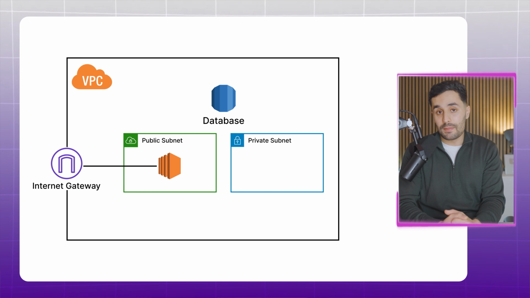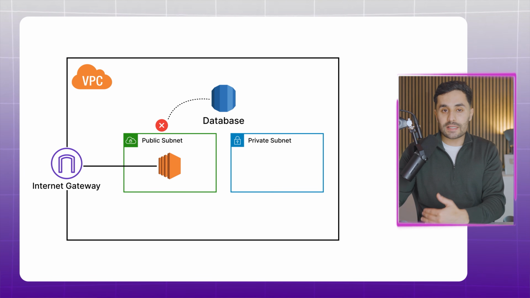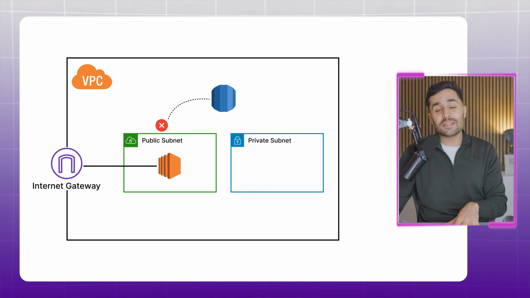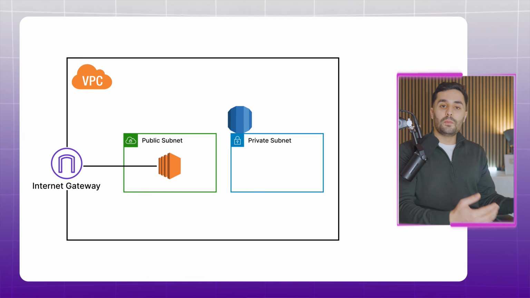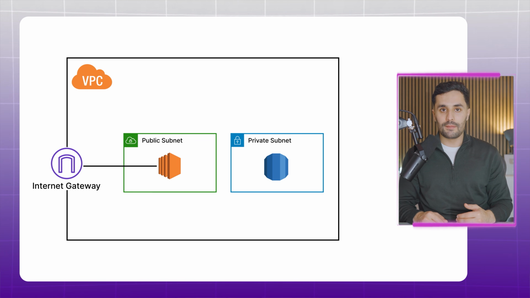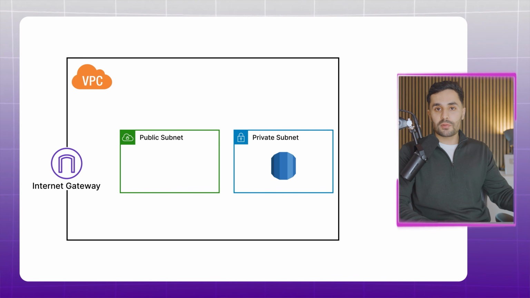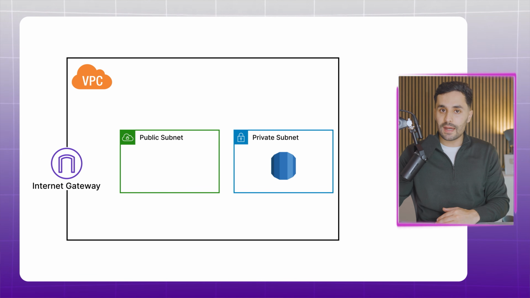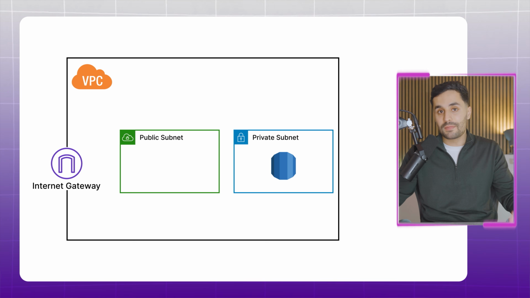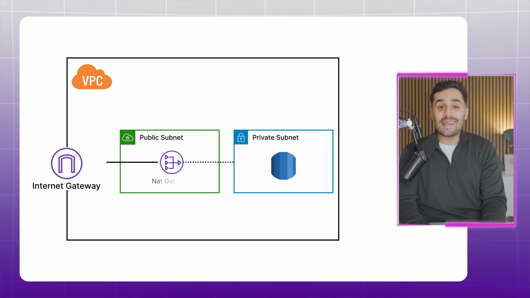But what about your sensitive resources like your databases? You don't want these directly exposed to the internet. That would be a security nightmare. That's why you put them into a private subnet. And these private subnets have no direct path to the internet, which means no one from the outside can directly access your resources. However, resources in private subnets can still reach the internet when they need to, like for updates, through something that we call a NAT gateway.